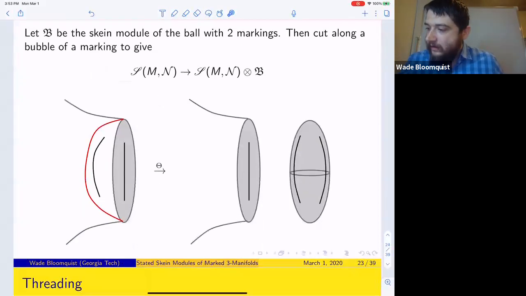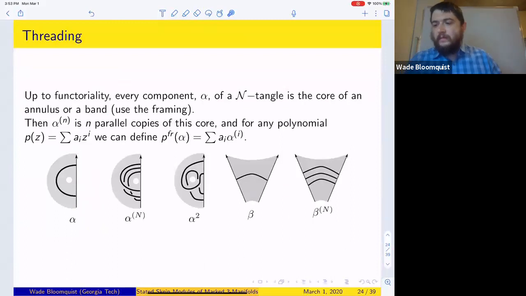Okay. But, okay, so now threading, this is just a way of defining the Chebyshev-Frobenius map, so it's something that we're going to need. This is saying you want to take powers with respect to your framing.